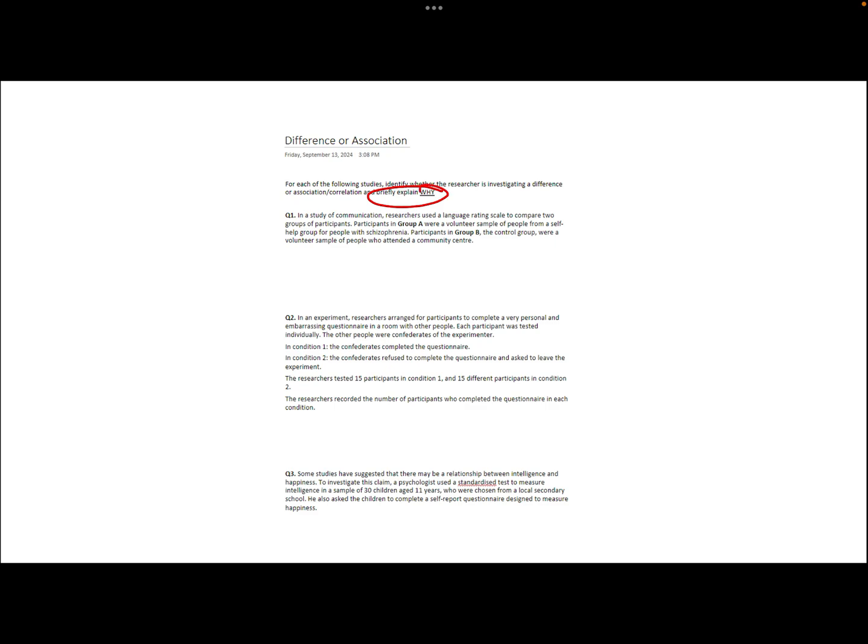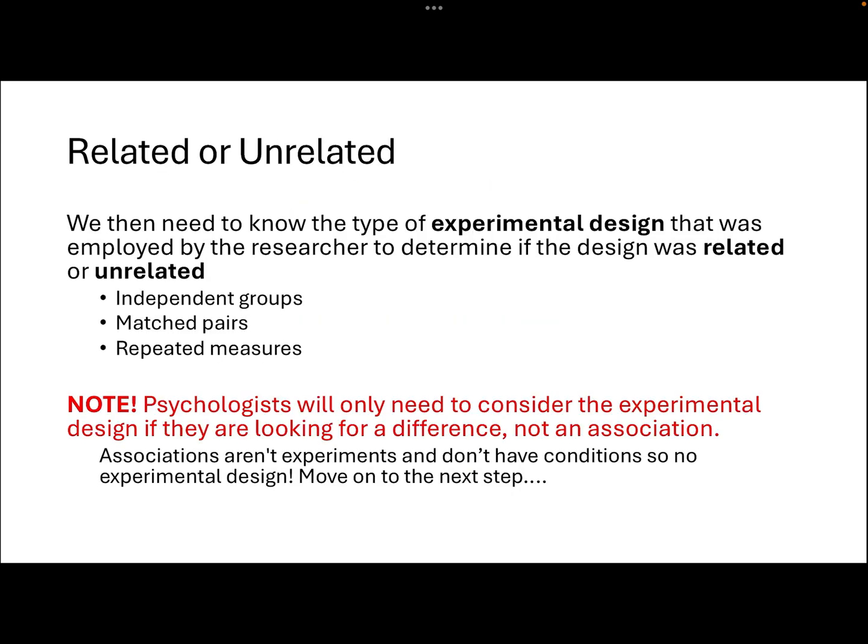Really important that you're practicing your justification. So it's not enough in inferential testing to just state. Half of your marks, sometimes even more, is due to your justification, and that's your application. So I want you really, really focused here on specific, explicit application to the scenario. Then once you've done that, come back and we'll continue on with related or unrelated.